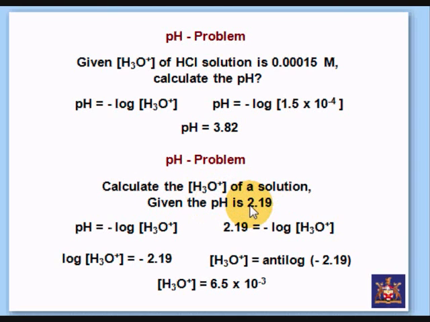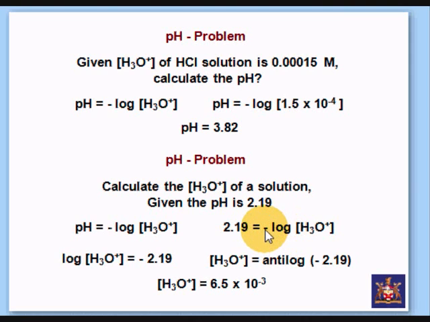Next problem, calculate the hydrogen ion concentration of a solution. This time you're given the pH, so you're given the lefty. You're given 2.19 for the lefty, right there, 2.19, and you need to work out the insides of the brackets, the hydrogen ion concentration. So basically it's a case of switching sides, the negative log. That's what we need to do.